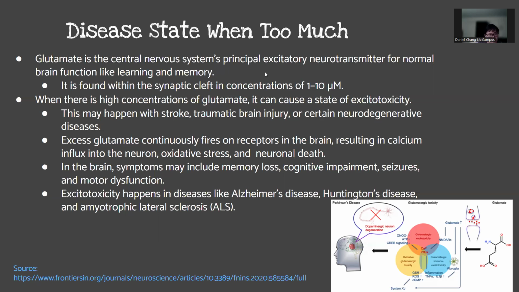With excess glutamate firing on the receptors in the brain, it results in calcium influx in the neuron, oxidative stress, and neuronal death. Symptoms may include memory loss, cognitive impairment, seizures, and motor dysfunction. And it happens in diseases like Alzheimer's disease, Huntington disease, and amyotrophic lateral sclerosis.